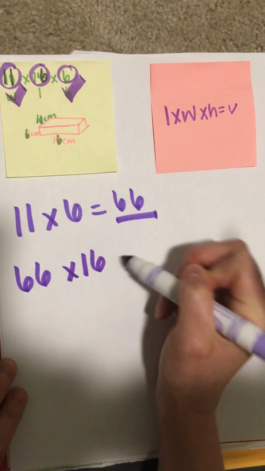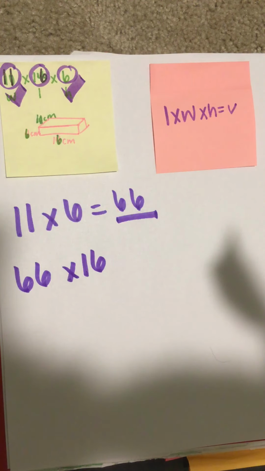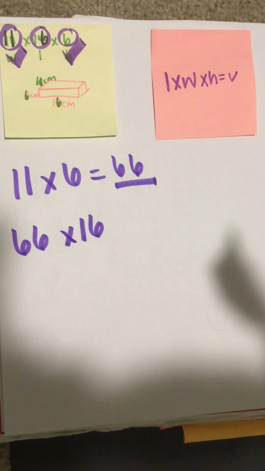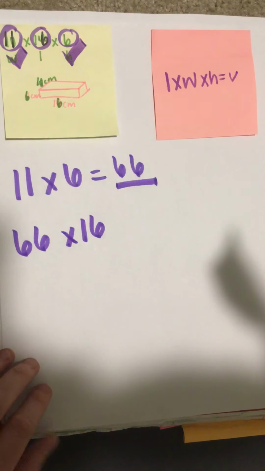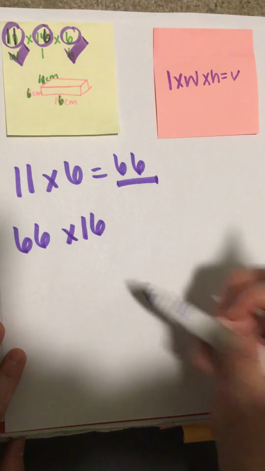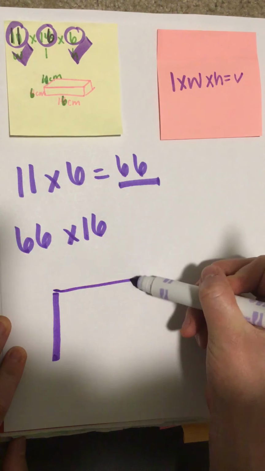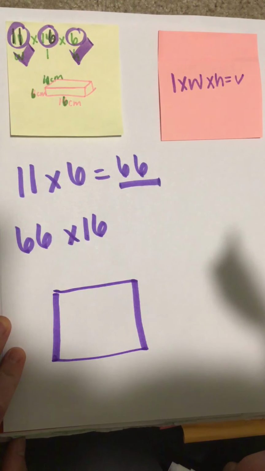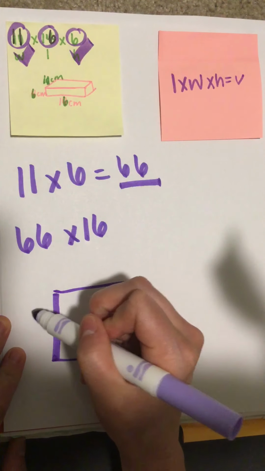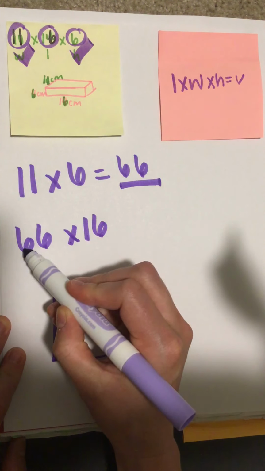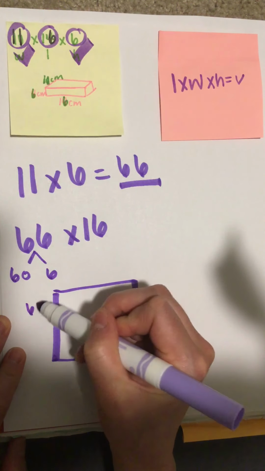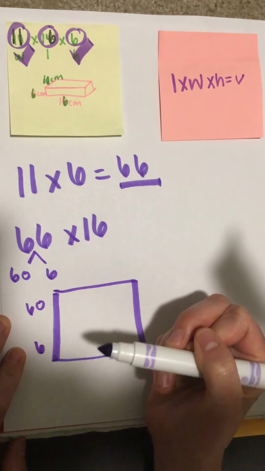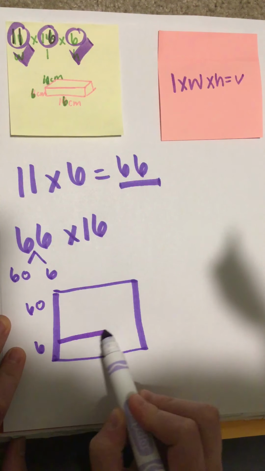And this is a two-digit by a two-digit multiplication, and it can be challenging. Okay, so I'm going to show you how you do a two-digit times a two-digit multiplication, how you calculate. Okay, one of the strategies that I really like to use is the area model. Okay, so I know that 66 is 60 and 6 if I break it up by place value. So I have 60 and I have 6 on my area model.